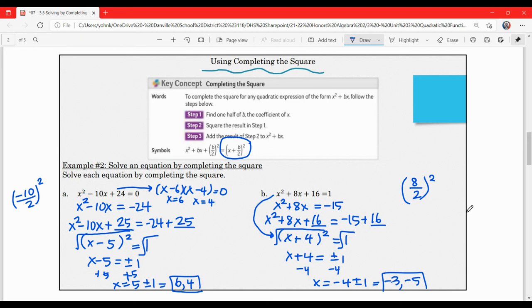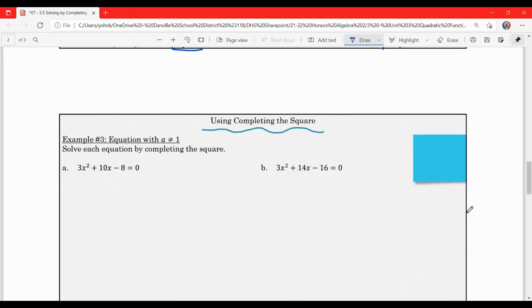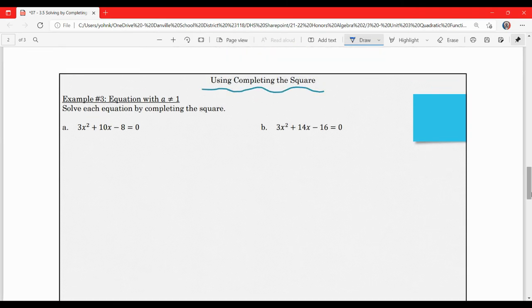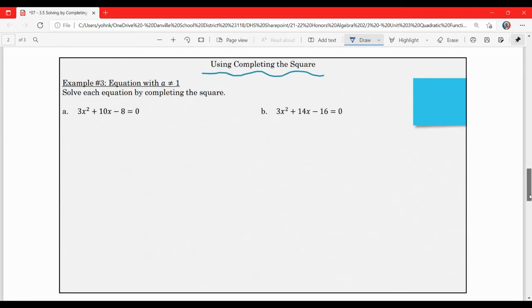All right, so that's how you solve an equation by completing the square. Let's see what happens when the value in front of x squared, the a value, is not 1. So both of the equations on the previous slide had 1x squared. However, these do not. So the first thing you need to do is the same thing you did before. Get the letters on the left, numbers on the right. So 3x squared plus 10x equals 8.